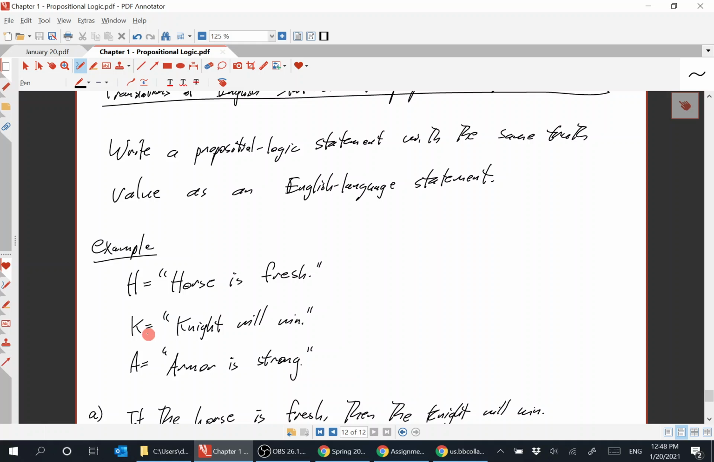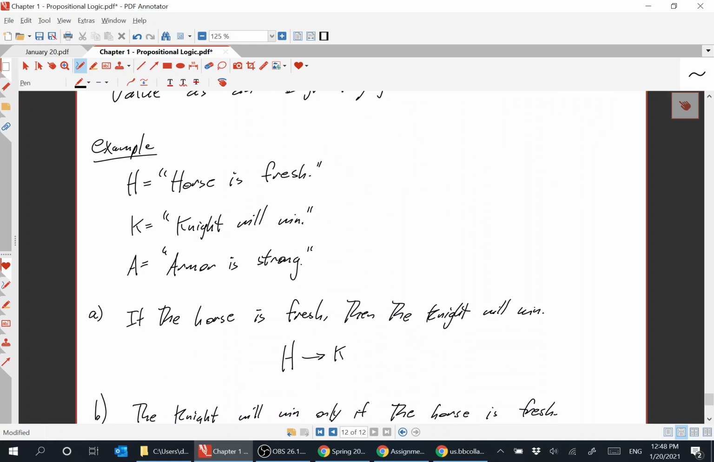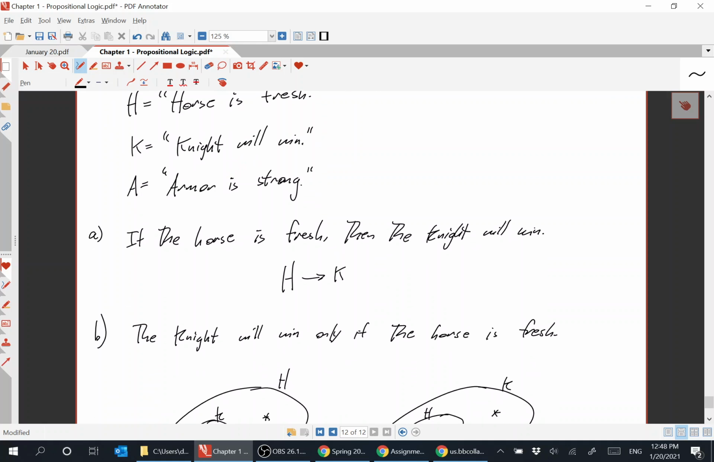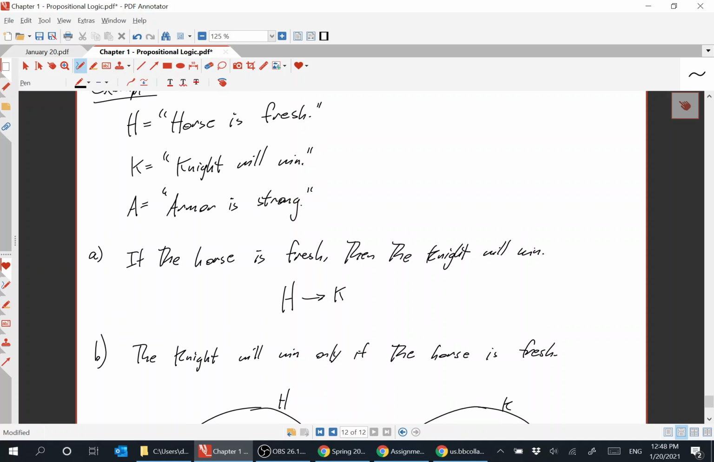So, for example, let H, K, and A be these propositions. The horse is fresh, the knight will win, the armor is strong. Or the knight wins, or however you need to conjugate these things. So A, if the horse is fresh, then the knight will win. So that's a standard way of stating an implication. H implies K. And it's a good one in that it keeps things in the right order. So this is H, arrow pointing to K. So if H, then K.